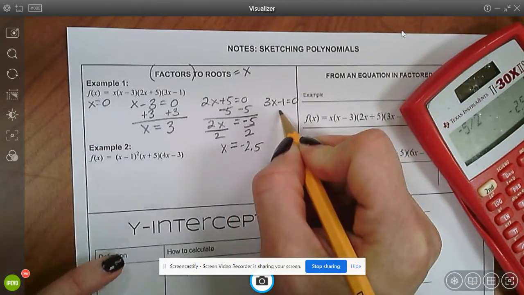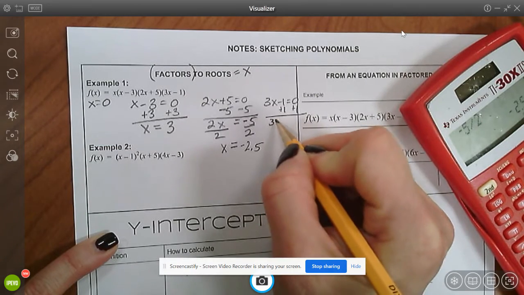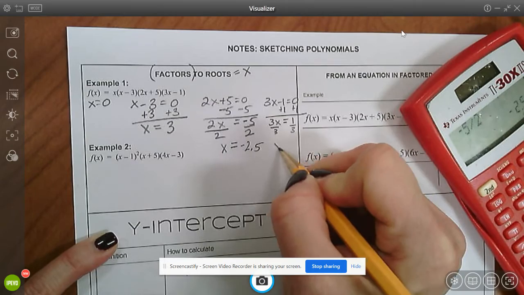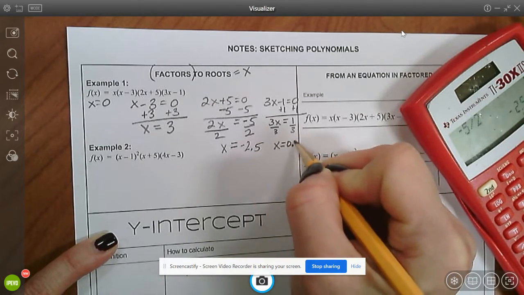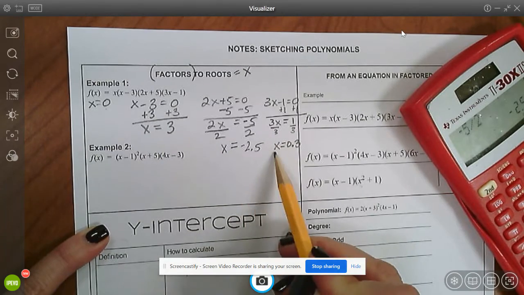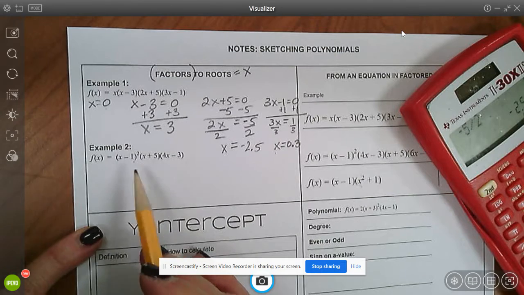We're going to do the same thing with this last one, but we'll be adding 1 to both sides. So 3x equals 1. Divide both sides by 3, and x equals 0.3. So we have 1, 2, 3, 4 roots here. We're going to do that with the second example.